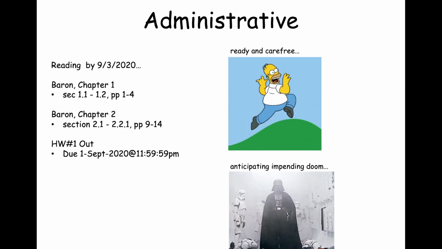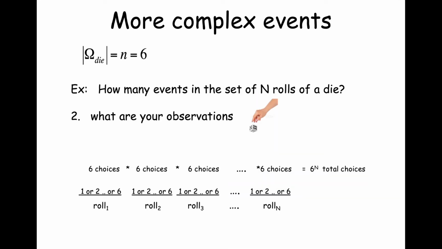Give yourself ample time. So before, when we left off, we talked about more complex events, and we discussed first the building block using simple event, which was the roll of a single die. Roll of a single die, all the possible outcomes, we called sample space omega die, the cardinality of which n equals 6. We extended that to looking at or thinking about the number of events of a more complex type of event, namely the set of events corresponding to an experiment for n rolls of a single die.